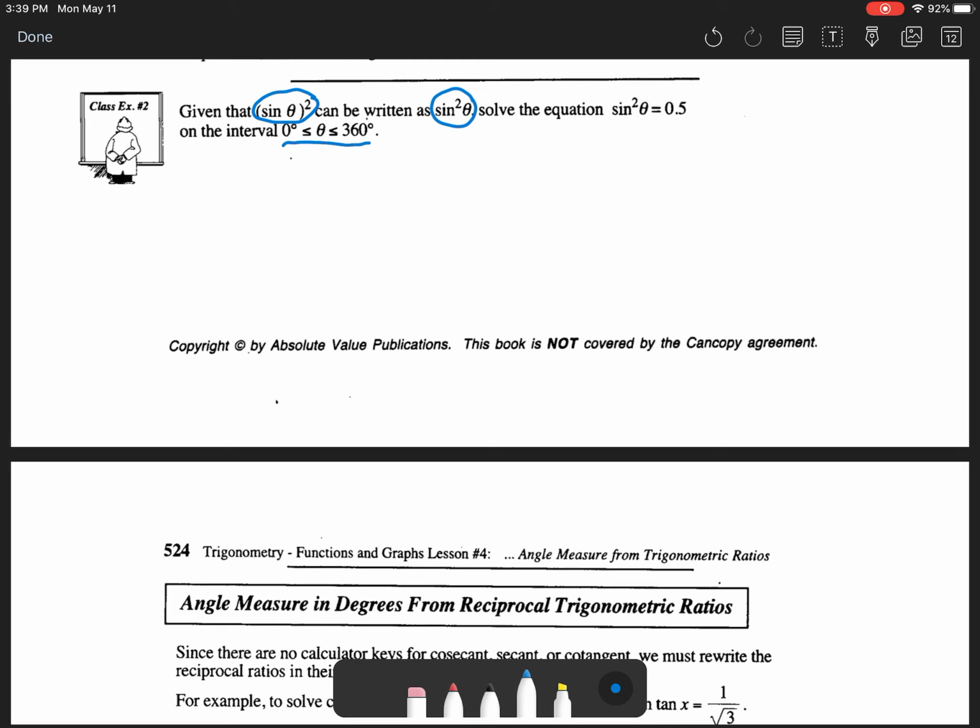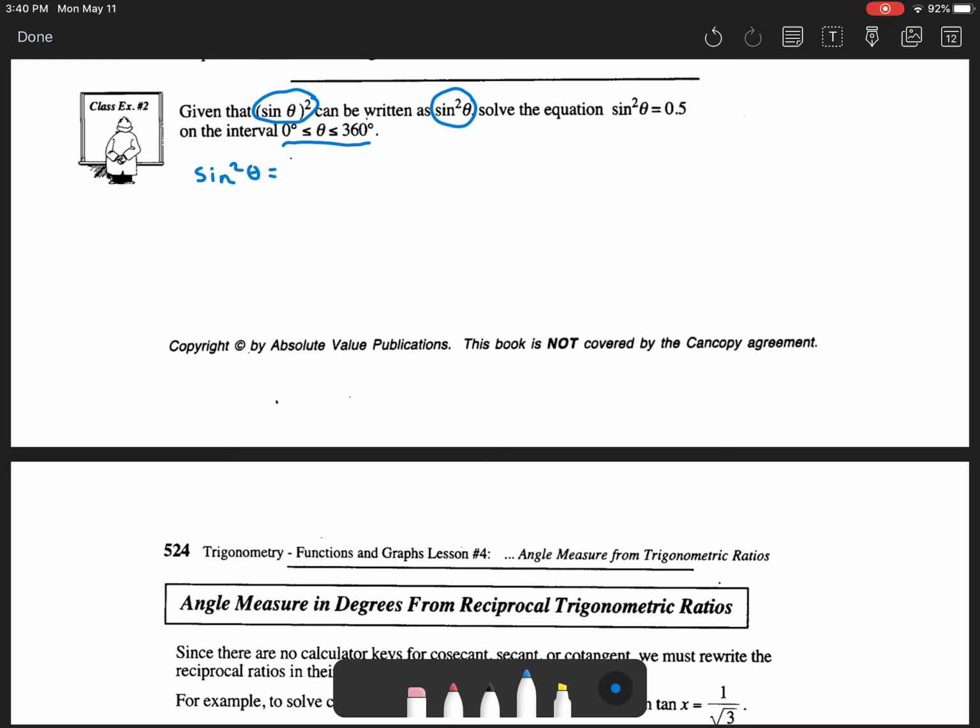And again, when I take a look at my domain, they're giving me all four quadrants. So no quadrants are out of play here. They're saying I can look in quadrants 1, 2, 3, and 4. So what I'm going to do is the same basic steps that we did in the last question. So I'm going to go like this.